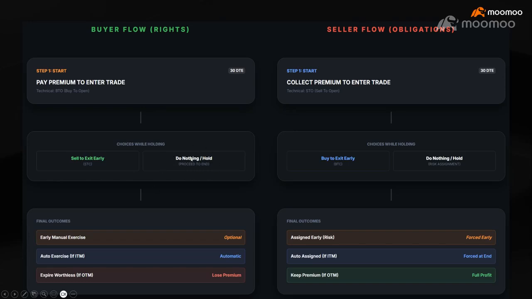But if you do nothing, there will be two outcomes. One, if the call option that you bought is expired in the money. For example, the underlying is $120, your strike price is $100. So your option is in the money, and then you do nothing. You hold it until expiration. Usually it will trigger a thing called auto exercise.